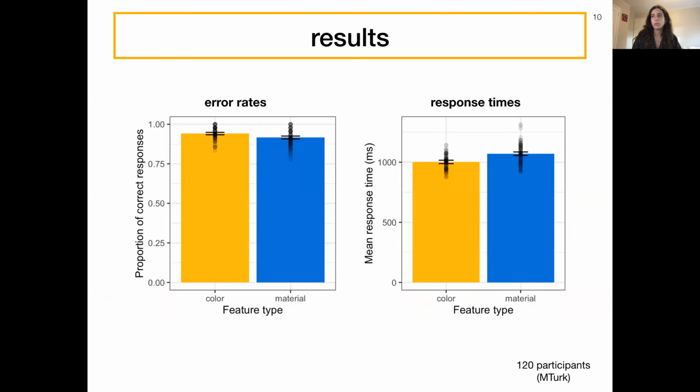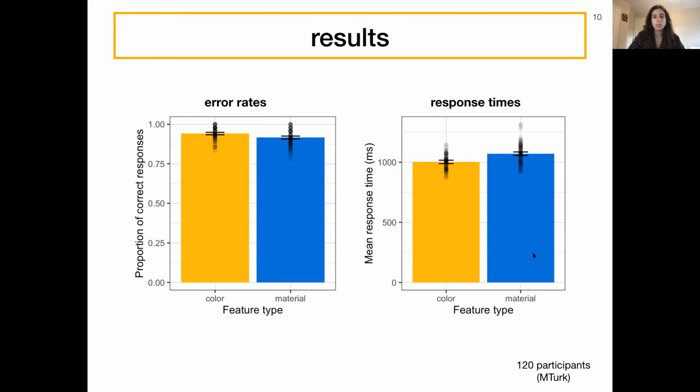So here on the left, we have the proportion of correct responses to color and material adjectives. And on the right, we have the mean response time to color and material adjectives. The individual dots are the by-item means. So overall, material words resulted in higher error rates and greater response times than color words.